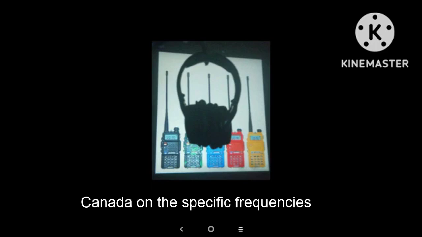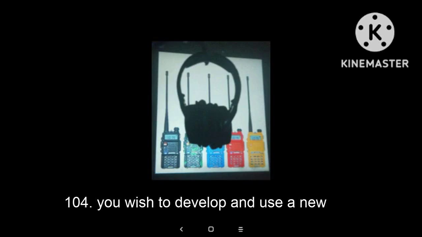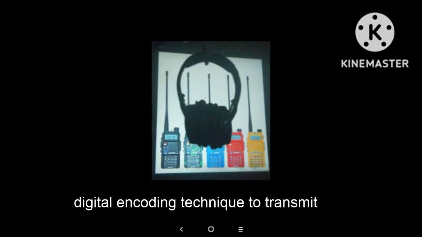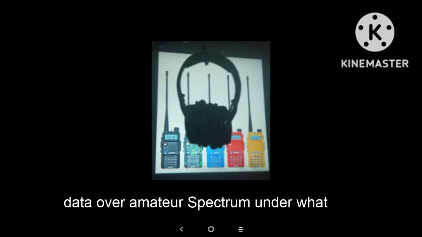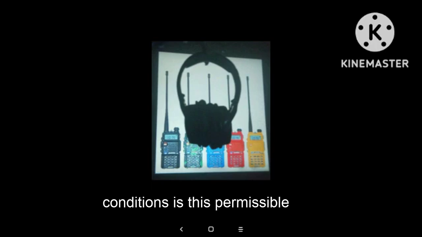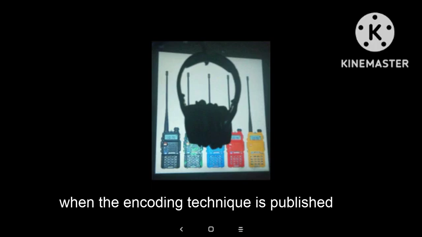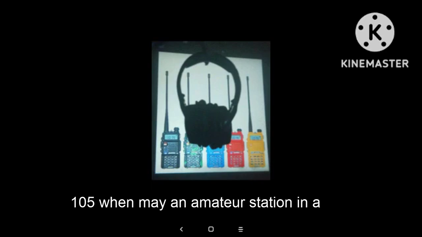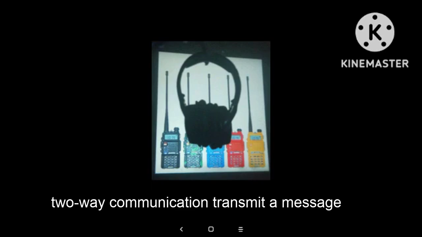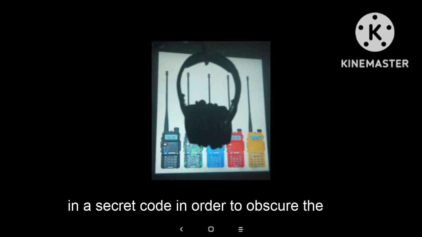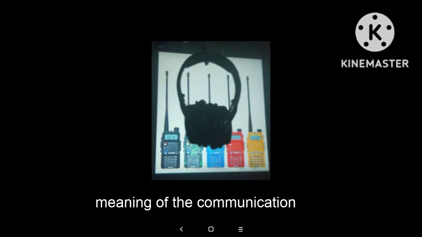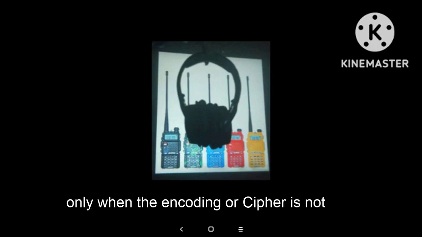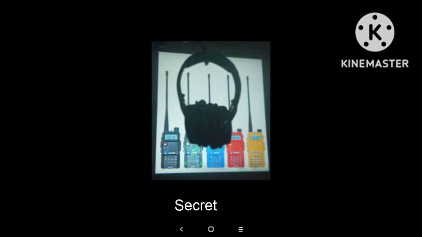104. You wish to develop and use a new digital encoding technique to transmit data over amateur spectrum. Under what conditions is this permissible? When the encoding technique is published in the public domain. 105. When may an amateur station in a two-way communication transmit a message in a secret code in order to obscure the meaning of the communication? Only when the encoding or cipher is not secret.